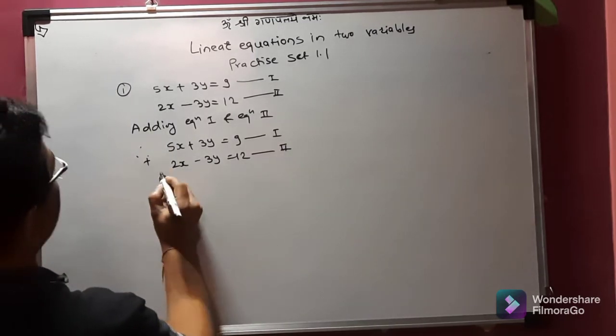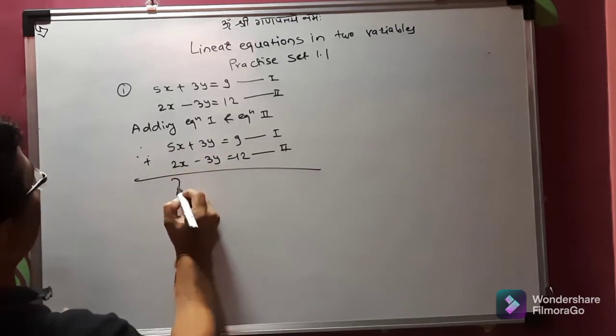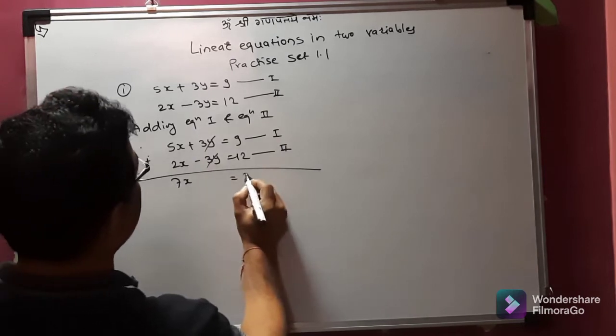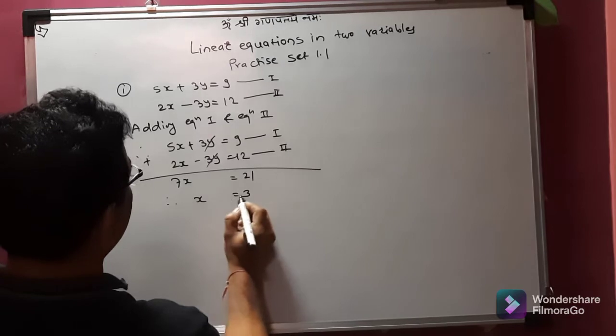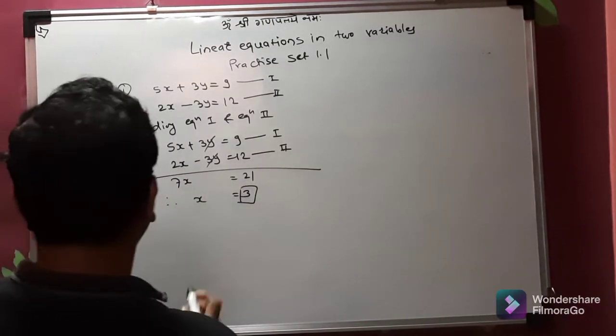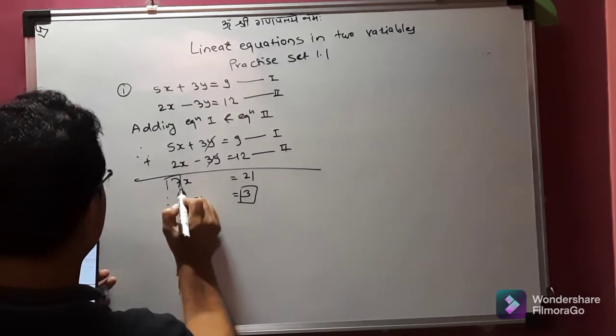So plus. 5x plus 2x is equal to 7x. These get cancelled. 12 plus 9, the answer is 21. So x is equal to 3, and this is the answer. Here you have to keep the bracket.